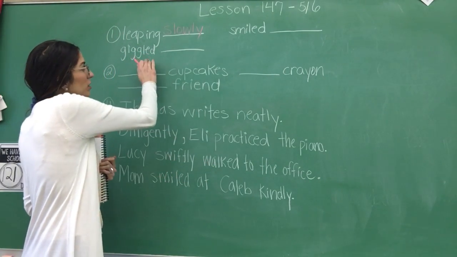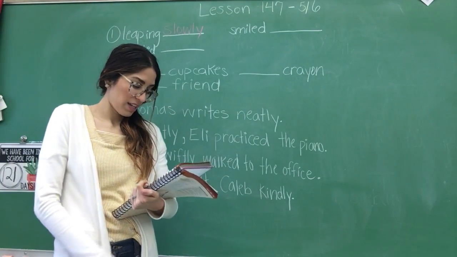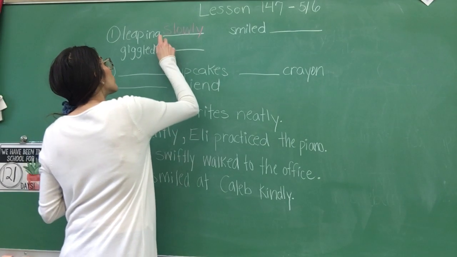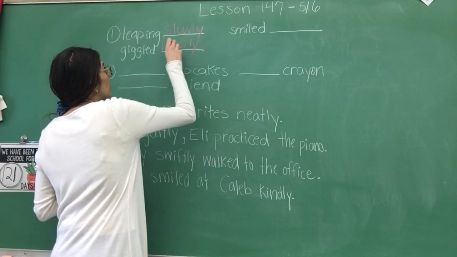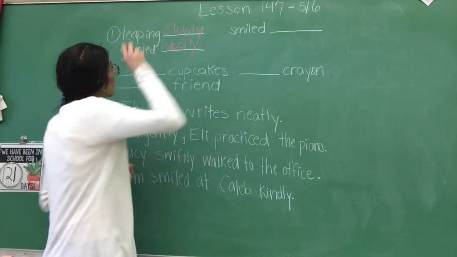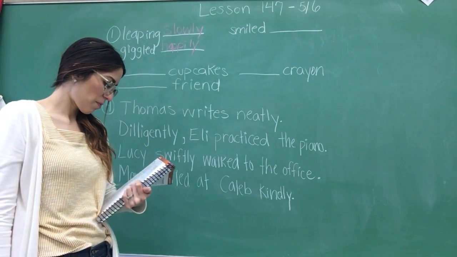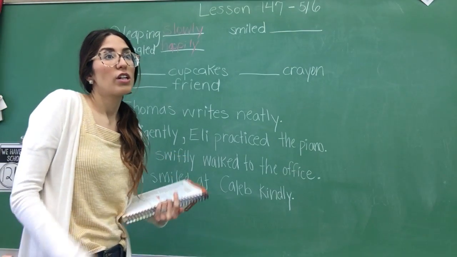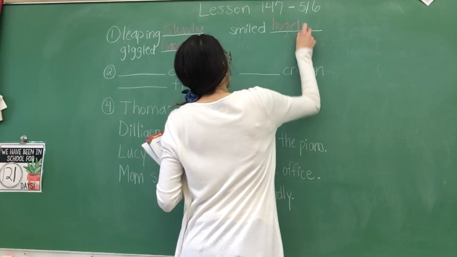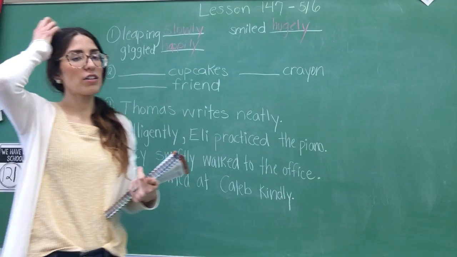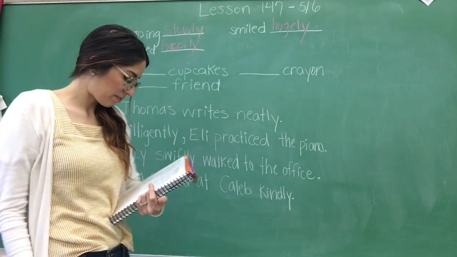Okay, next one is giggled. Giggled blank. Giggled maybe happily. I know when people giggle, they are happy, right? Okay, giggled happily. And then the next one is smiled. Smiled how? Smiled hugely. I think hugely is an adverb. We'll make it one today. I think so. Hugely. Smiled hugely, right? That smile. When people smile, they smile really big, right?